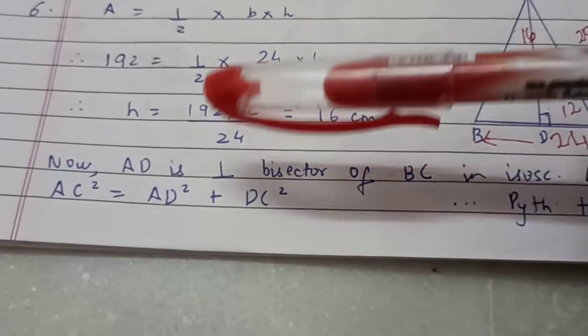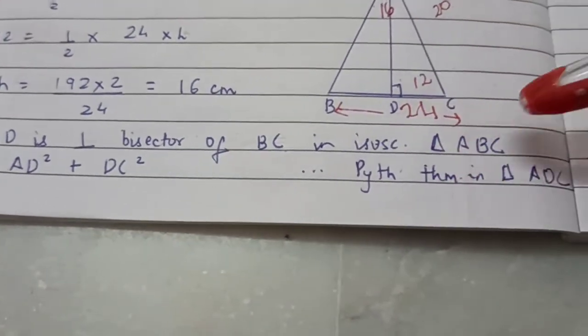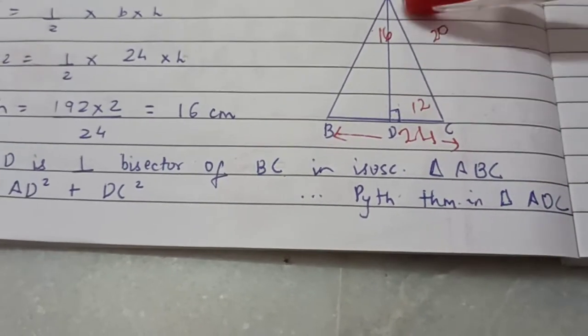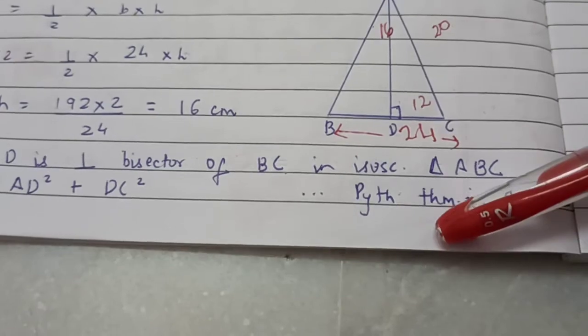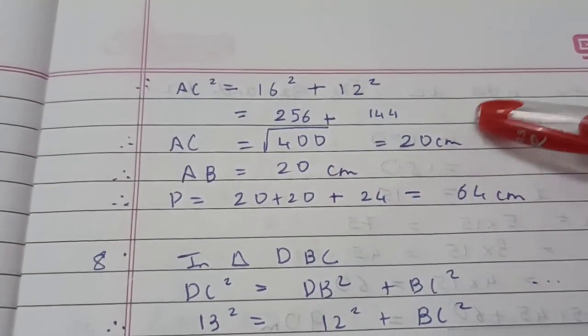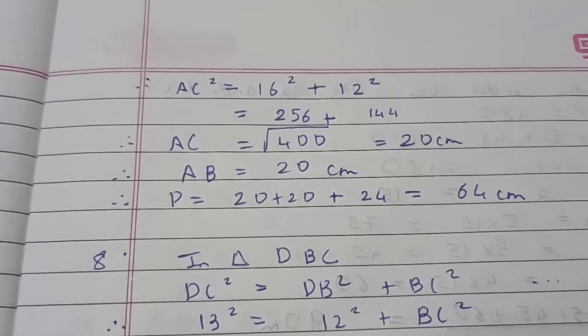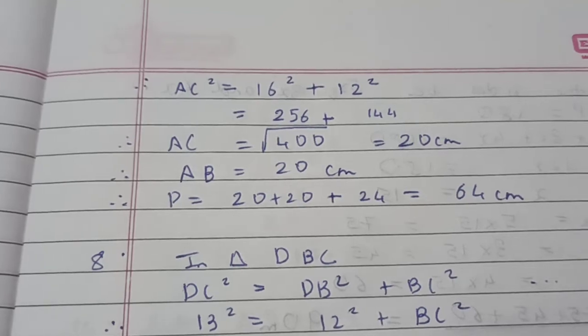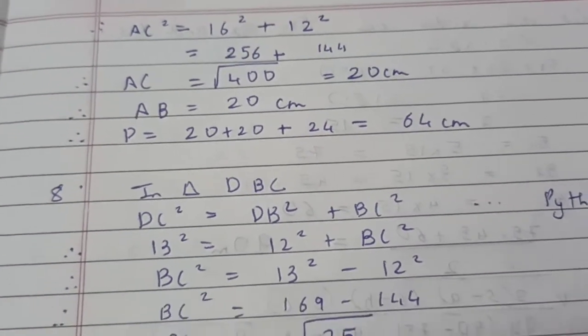So AC squared is AD squared plus DC squared, Pythagoras theorem. In triangle ADC, always mention the triangle in which you are applying the Pythagoras theorem. Substitute the value, solve and get the value of AC, and it's an isosceles triangle. That means AB and AC will be equal, both will be equal to 20, and now we can find the perimeter as 64 centimeters, the addition of all three sides.